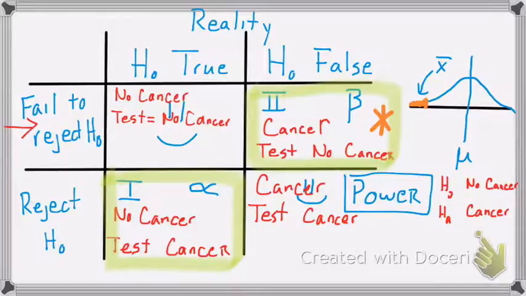So which is more serious, a type 1 or type 2 error? In this case, probably type 2, but it always depends on the context of the problem. There's always disadvantages to both types of errors.